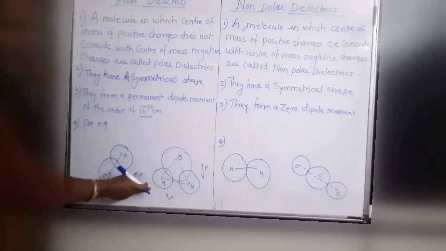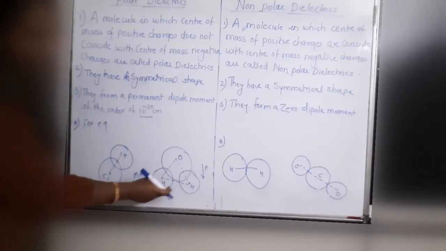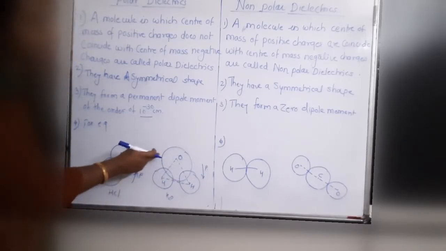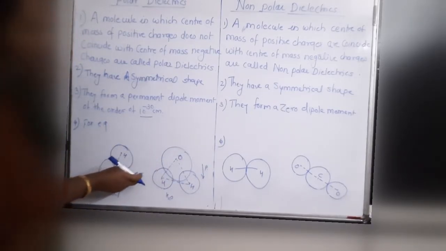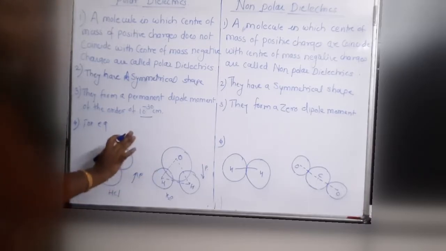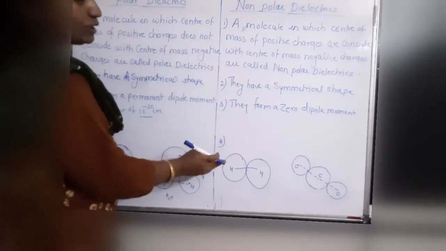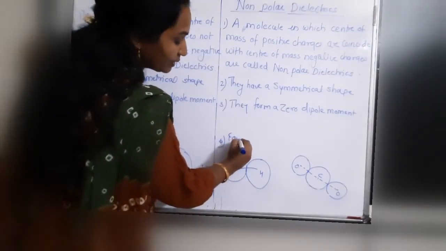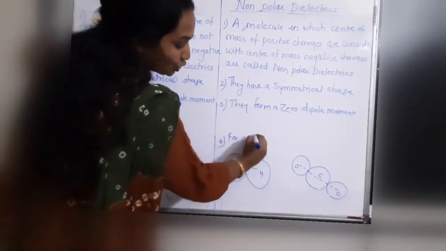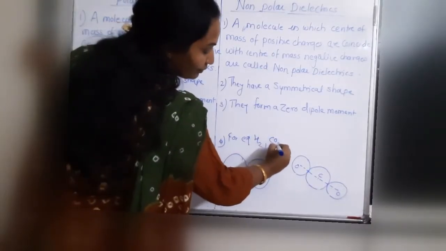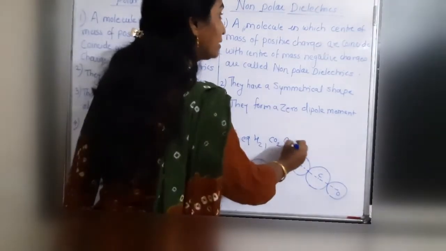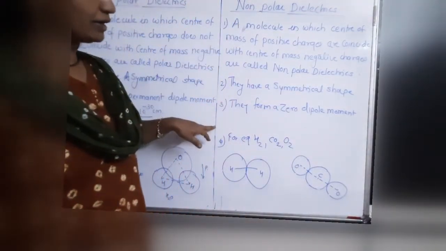The second example is H2O, and its dipole moment is directed from O to H. The center of mass of the positive charge and the center of mass of the negative charge do not coincide. In non-polar dielectrics, examples are H2O, CO2 and O2.